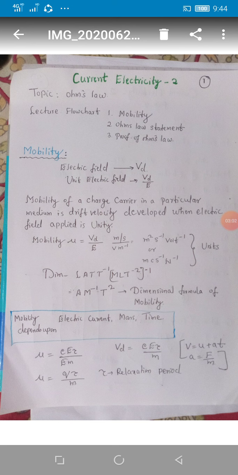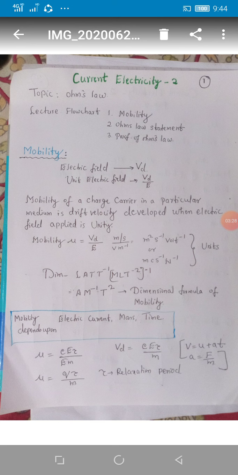So remember, mobility is defined for a charge carrier, student, and charge carriers are of two kinds, as you already know, positive and negative. Negative charge carriers are electrons and positive charge carriers are known as holes. We will do it in detail in semiconductors. A hole is a vacancy where the electron has left that atom. That vacancy is known as a hole.